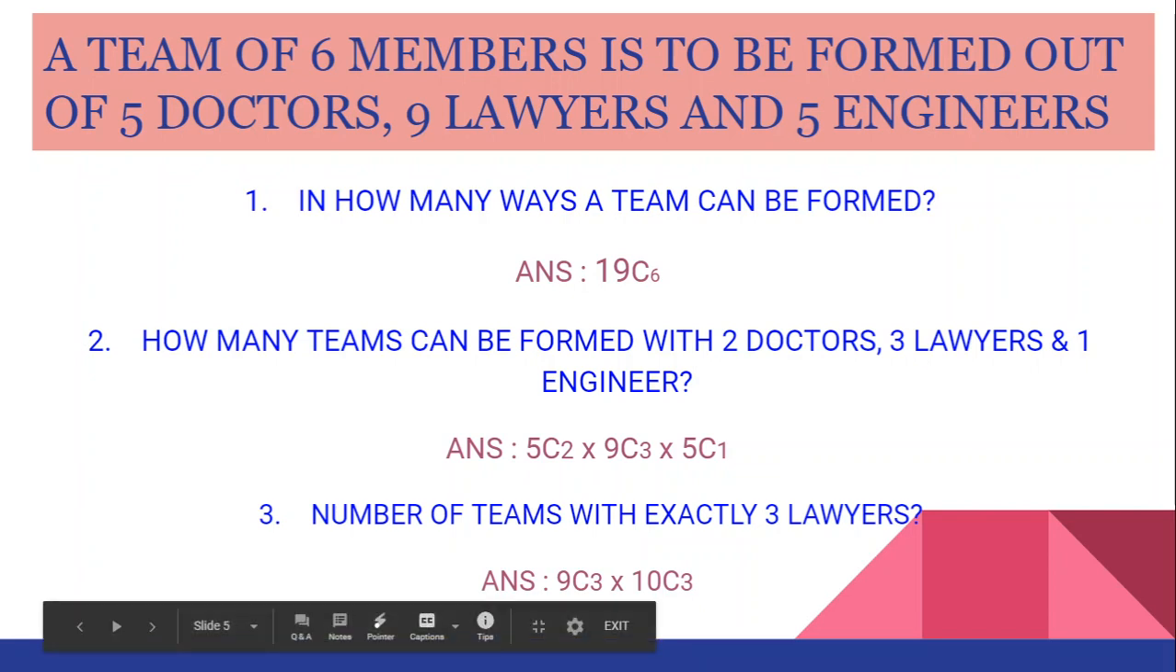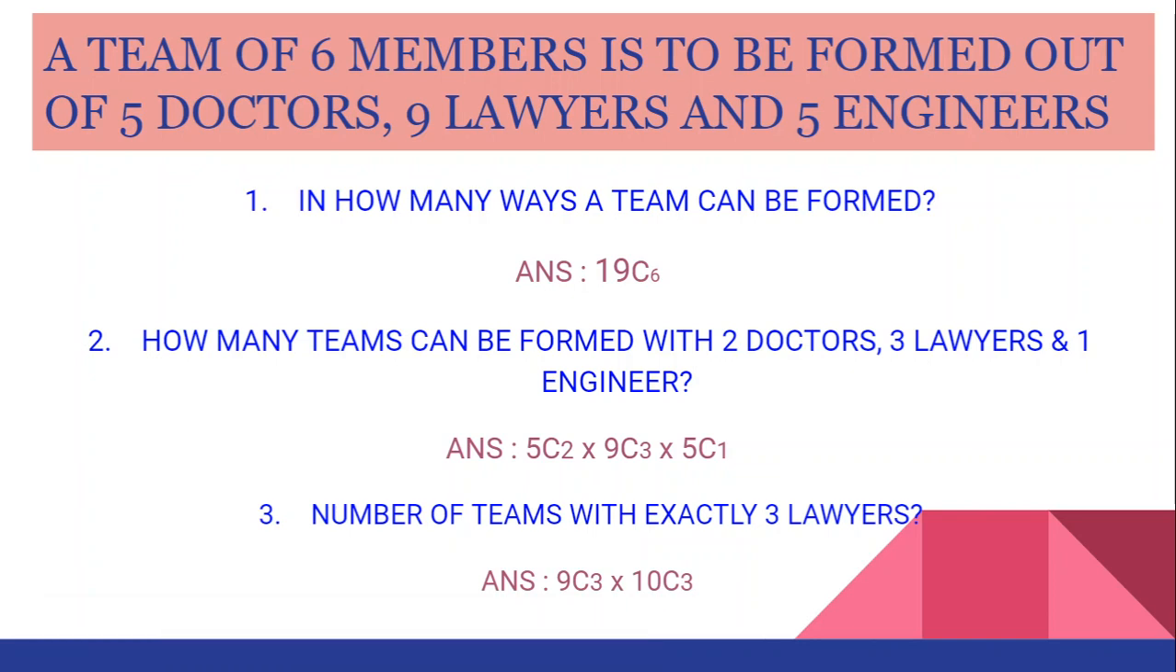Next question is the number of teams with exactly 3 lawyers. So now we need exactly 3 lawyers out of 9 lawyers. So out of 9 lawyers, we need 3, so it will be 9C3. Now we are left with 5 doctors and 5 engineers. So in total we have 10 of them, and further we have a team of 6 members, out of which 3 have to be lawyers. So we are left with 3 more members who can be anything, whether it be doctor or engineer. So the answer will be 9C3 into 10C3, because we need 3 lawyers and 3 more people.